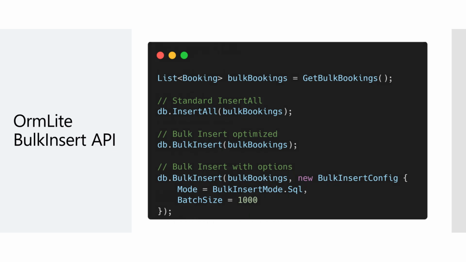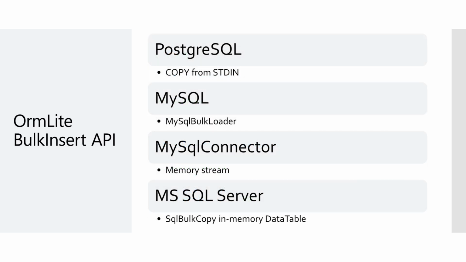For example, Postgres uses a binary copy command from standard in via Npgsql, whereas MySQL has a MySQL bulk loader, which actually uses a local temporary file. You can avoid this local temporary file for MySQL by using the MySQL connector, which uses an in-memory stream. And then MS SQL Server has SQL bulk copy, which imports data written to an in-memory data table.